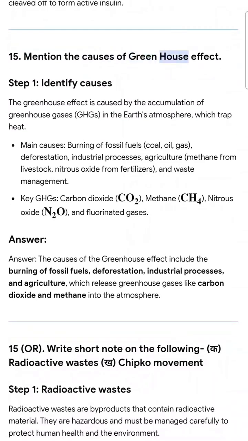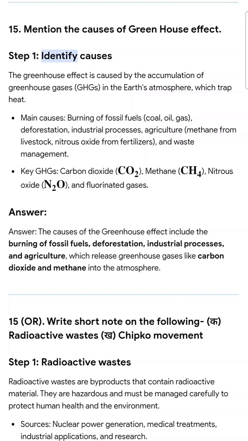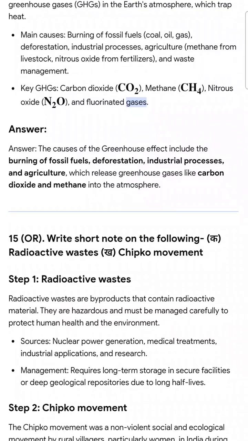15. Mention the causes of greenhouse effect. Step 1. Identify causes. The greenhouse effect is caused by the accumulation of greenhouse gases, GHGs, in the Earth's atmosphere, which trap heat. Main causes: burning of fossil fuels, coal, oil, gas, deforestation, industrial processes, agriculture, methane from livestock, nitrous oxide from fertilizer, and waste management. Key GHGs: carbon dioxide, CO_2, methane, CH_4, nitrous oxide, N_2O, and fluorinated gases.